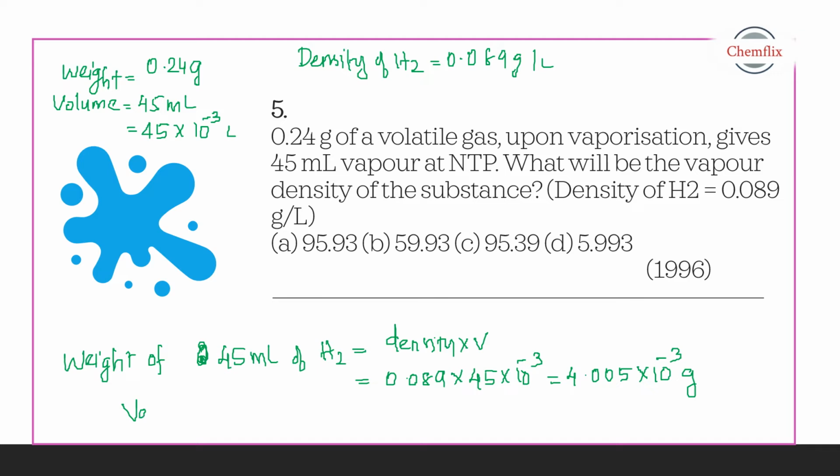We have to find out the vapor density. Vapor density is equal to the weight of a certain volume of substance, that is 0.24 gram, divided by the weight of the same volume of hydrogen, that is 4.005 into 10 to the power minus 3 gram. So what will you get? 0.24 divided by 4.005 into 10 to the power minus 3 gives 59.93. 59.93 will be the answer.